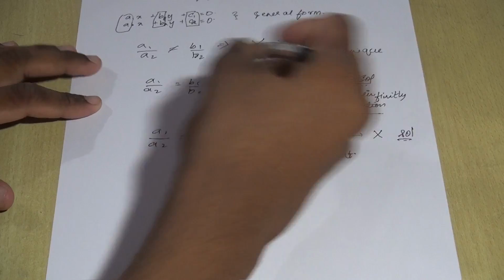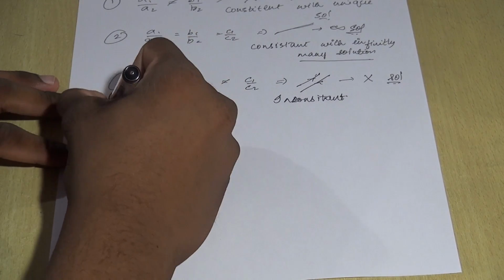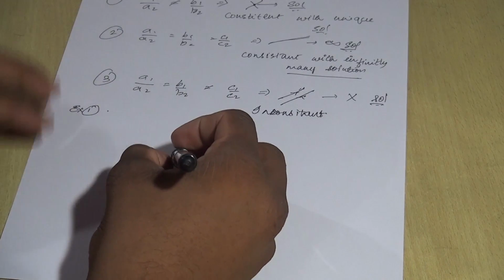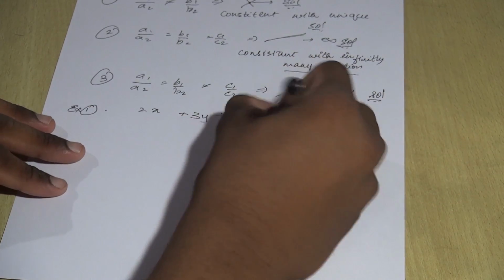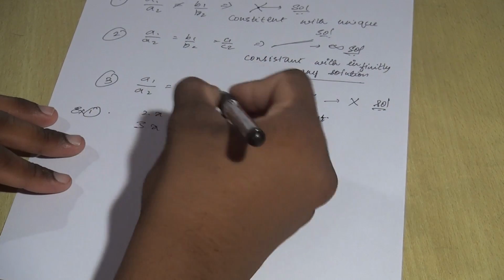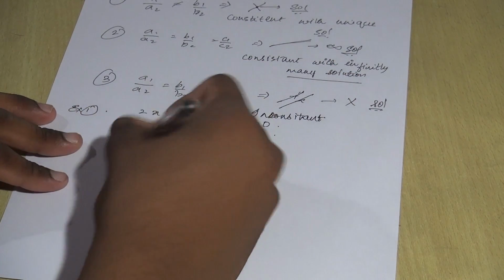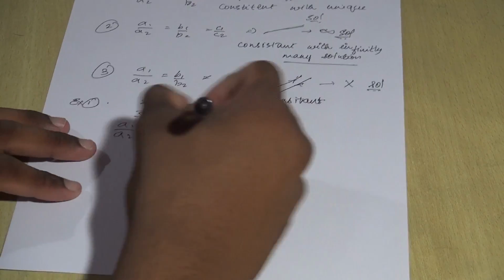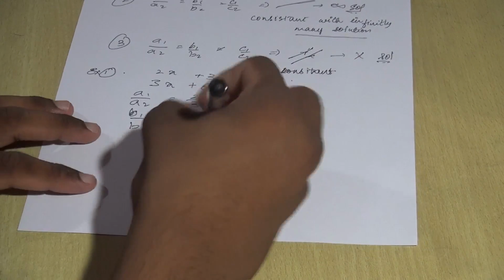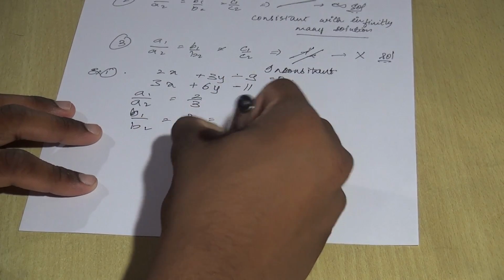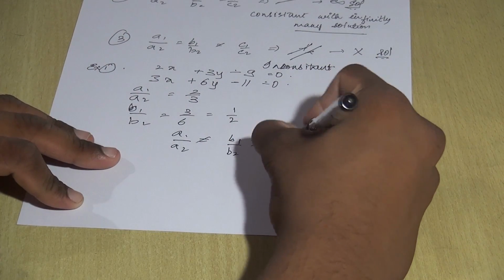Alright, now we are going to take examples, for the first, second and third. So now let's take example 1. Let's take 2x plus 3y minus 9 is equal to 0, and 3x plus 6y minus 11 is equal to 0. So a1 by a2 is equal to 2 by 3, coefficients of x. b1 by b2 is equal to 3 by 6, which is also equal to 1 by 2. Since a1 by a2 is not equal to b1 by b2, this pair of equations has a unique solution and is consistent.